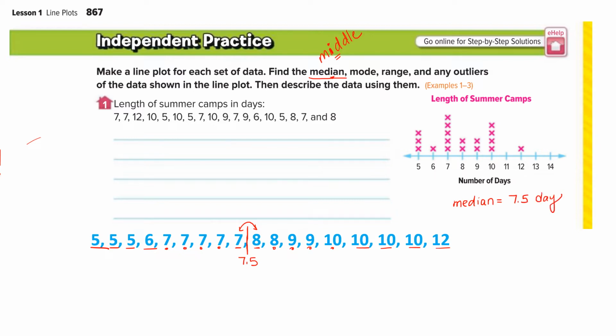The next data point that they want us to find is mode. Mode is the data value that occurs the most. We can remember this because most has an O and mode has an O.